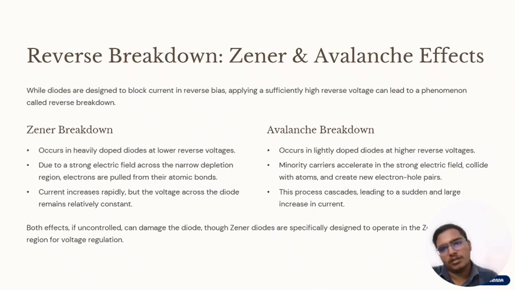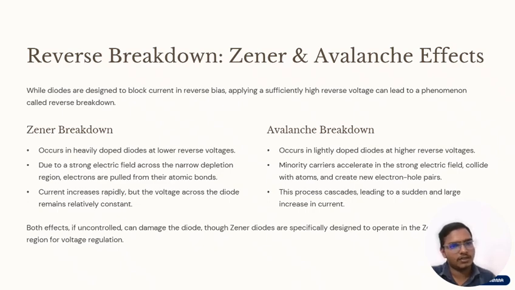And the second point, due to a stronger electric field across the narrow depletion region between P and N, it is a process that happens. Electrons are pulled from their atomic bonds. Minority carriers accelerate in the strong electric field, collide with the atoms and create new electron-hole pairs.